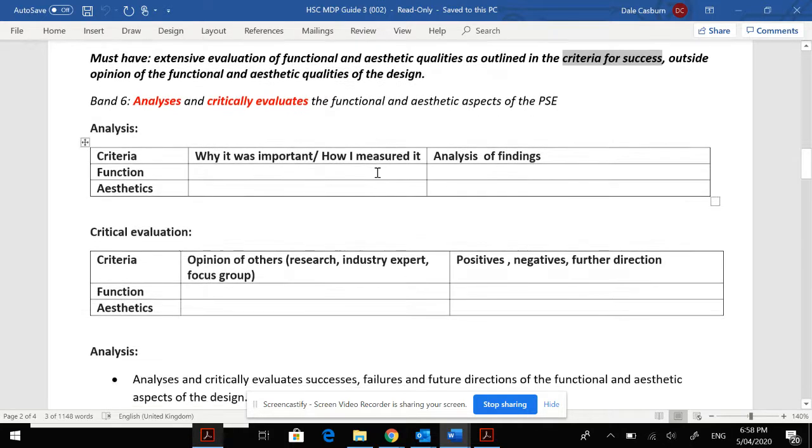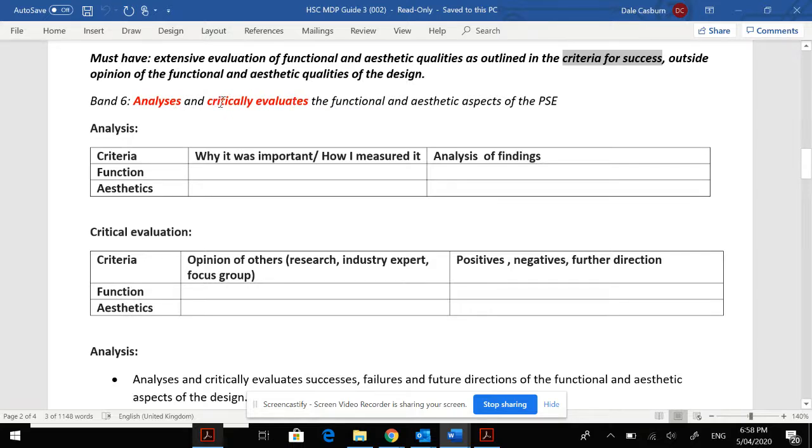So the top mark range analyzes and critically evaluates the functional and aesthetic aspects of the PSE. You just need to hit those red words. You really need to make an analysis of how it went. So that's one way to do it. It probably makes it easier to think of it like that. So analyze how you met those criteria and then give a critical evaluation.